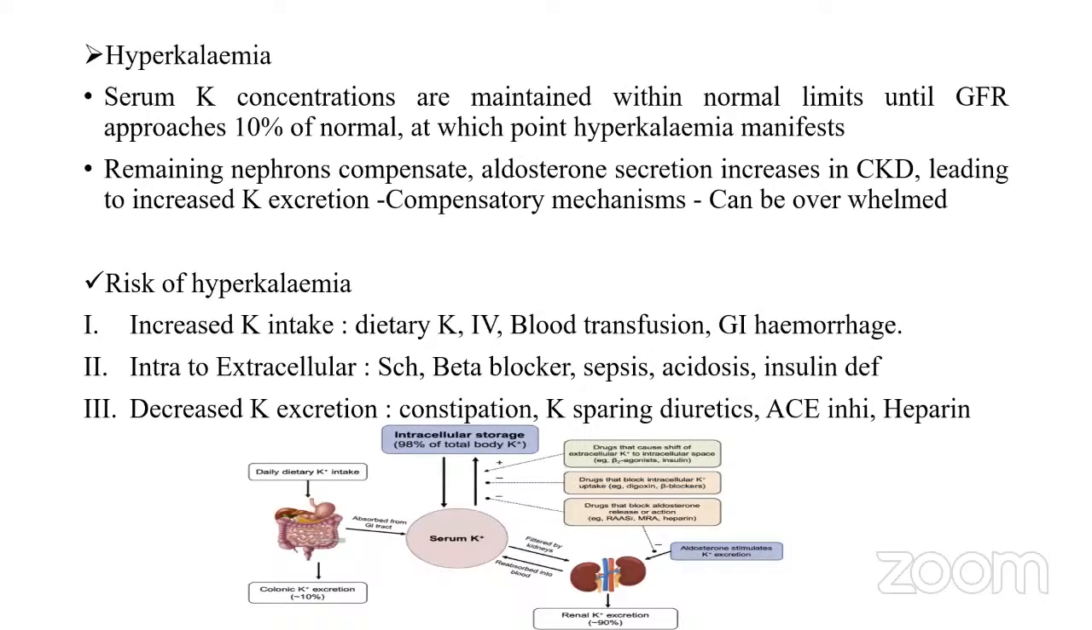Electrolyte abnormalities. These patients usually have hyponatremia, hyperkalemia, hypocalcemia, hyperphosphatemia, hypermagnesemia, and metabolic acidosis. The most common cause of electrolyte imbalance in CKD is hyperkalemia. Serum potassium concentrations are maintained within normal limits until GFR approaches 10% of normal, at which point hyperkalemia manifests. Remaining nephrons compensate: aldosterone secretion increases in CKD, leading to increased potassium excretion. This compensatory mechanism can be overwhelmed.